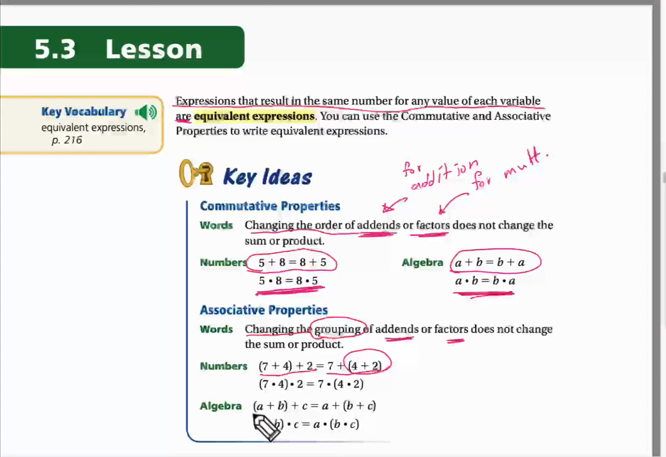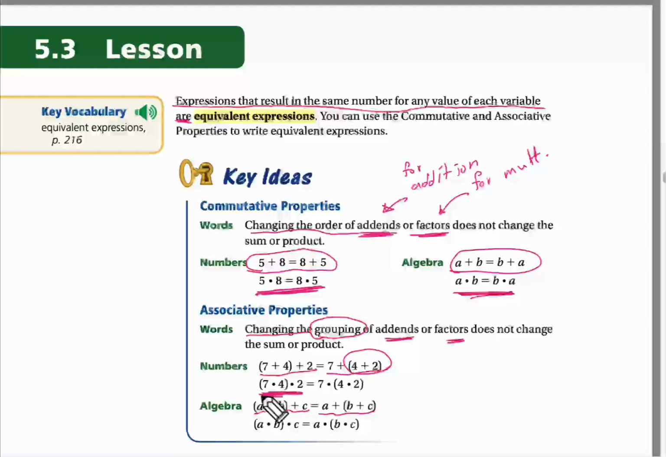So for addition, if we have three numbers, A plus B plus C, and we are adding the first two numbers first, it's the same if you add the second two numbers, then add the first number to the sum. For multiplication also, you can change the grouping.